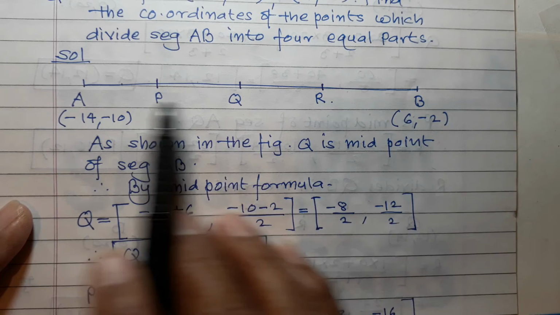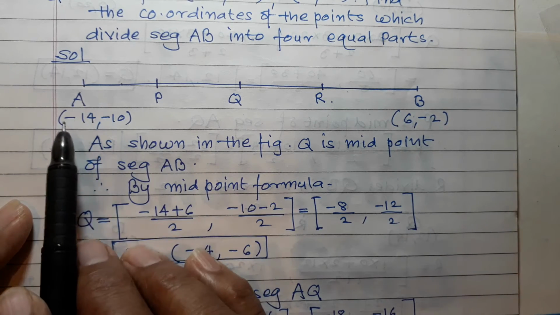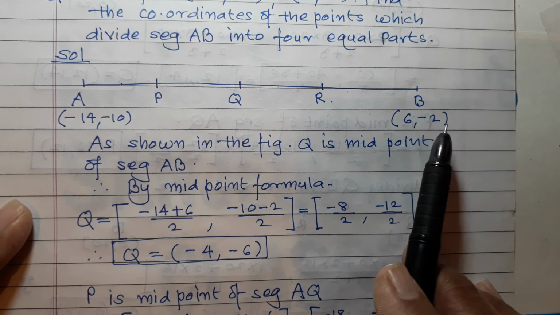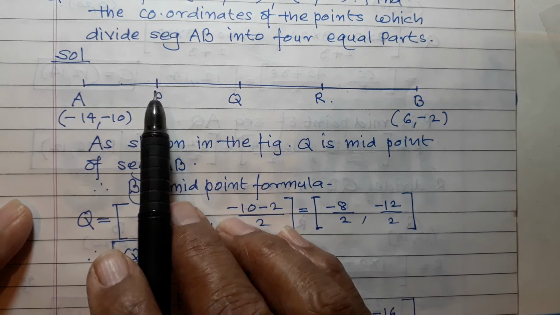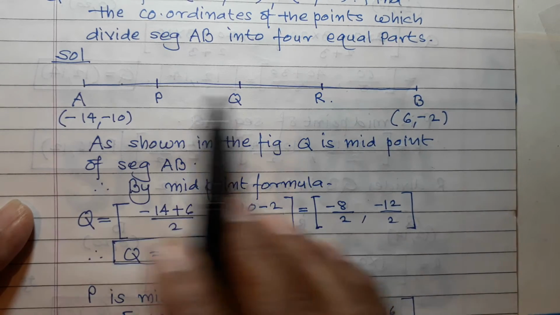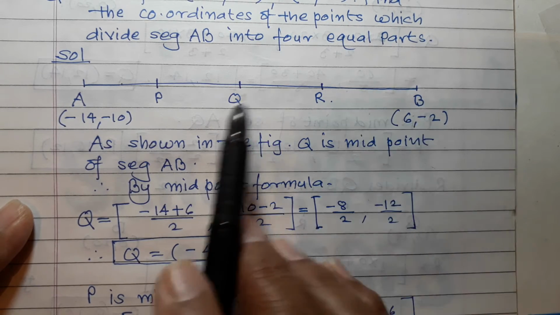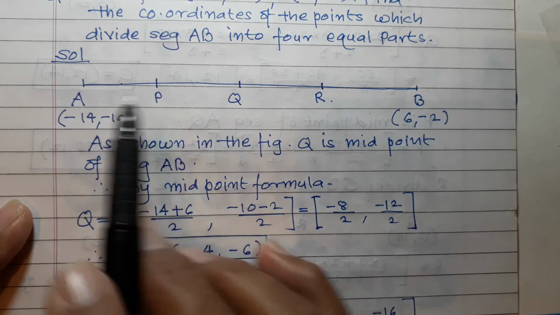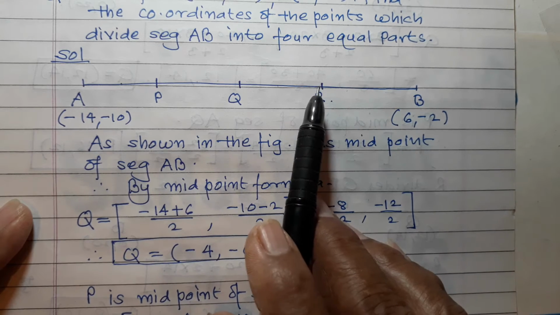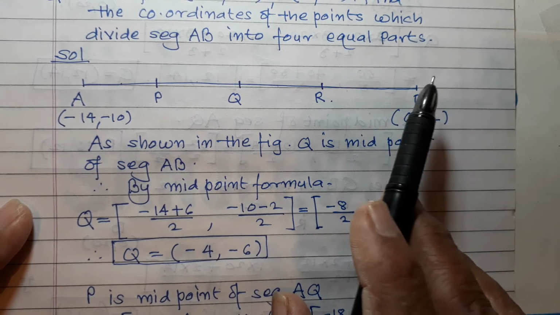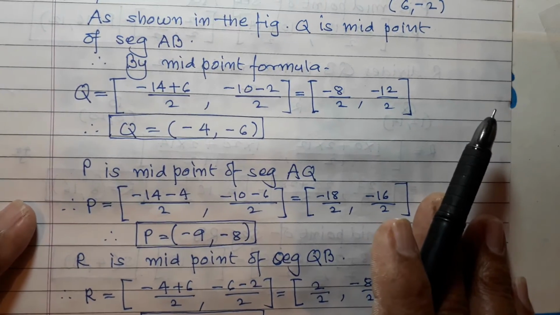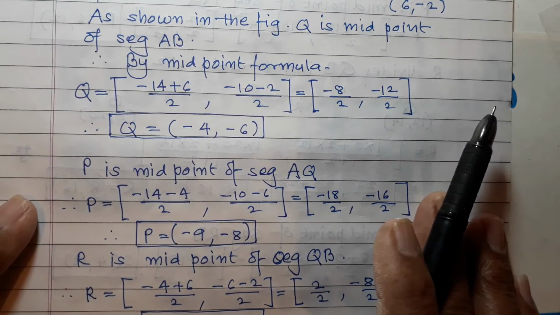First you draw your figure. A(-14, -10), B(6, -2). Then P, Q and R, these 3 points divide this seg AB into 4 equal parts. Means AP is equal to PQ is equal to QR is equal to RB. Okay. Then observe your figure and find the points.